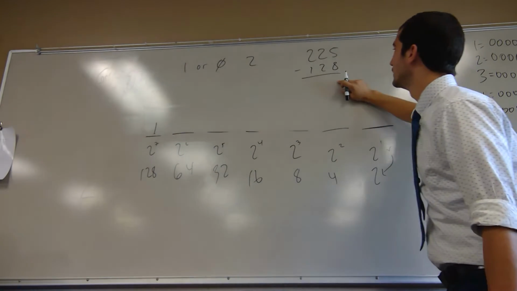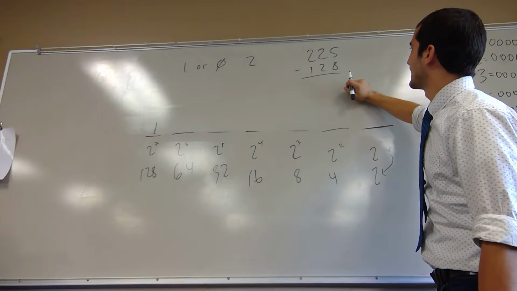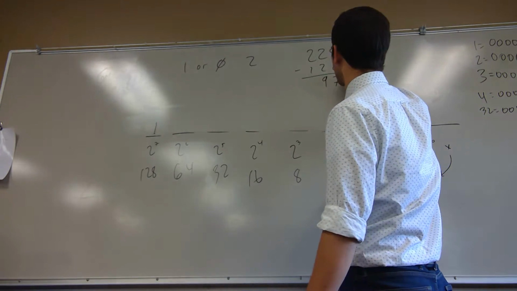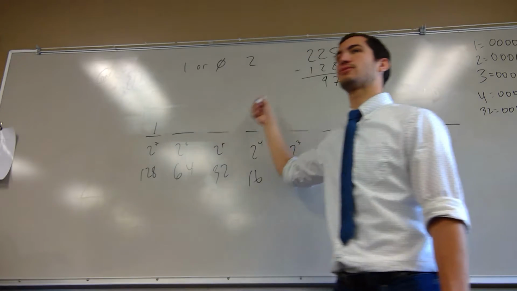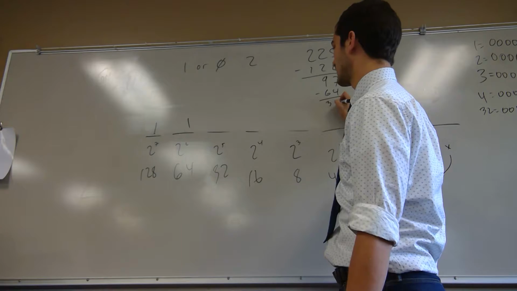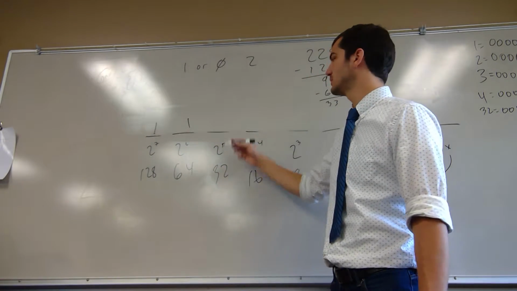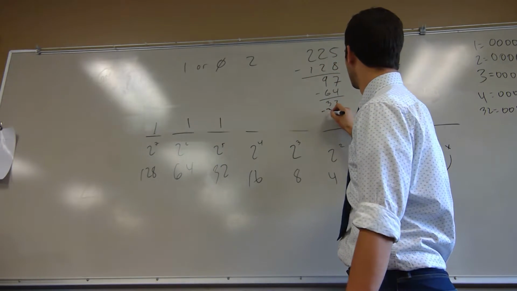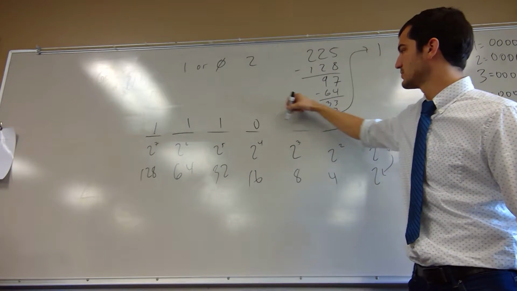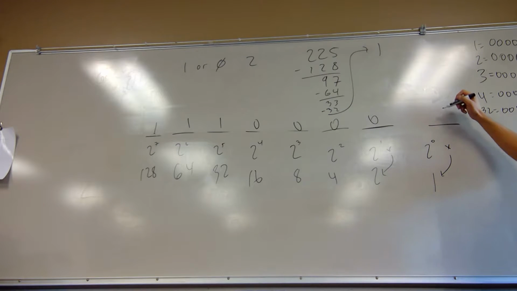What does this equal? 97, yeah. That's right, I got it right. Can I subtract 64 from 97? Yes. Minus 64 is 33. Can I subtract 32? Yes. Minus 32 gives us 1. Can I subtract the rest? No, so zeros, and then 1. So 255 in binary is 1, 1, 1, 1, 1, 1, 1, 1.